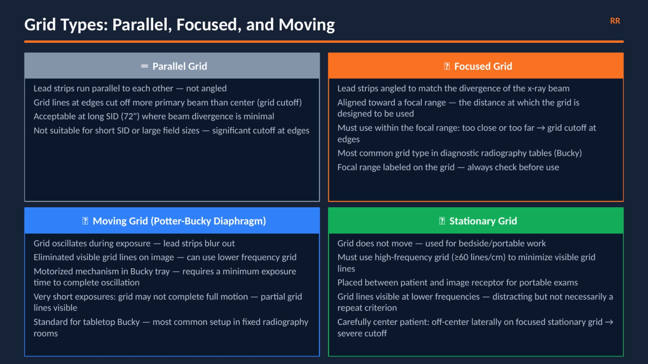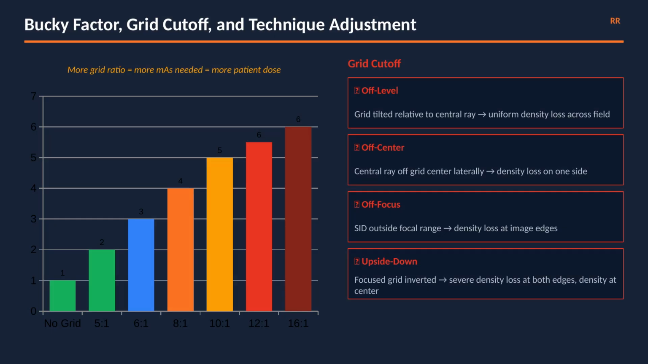Stationary grid, does not move. Used for portable and bedside radiography where there is no Bucky mechanism. The bar chart on this slide shows the Bucky factor, the mAs multiplier, for each grid ratio from no grid through 16:1. The bars rise from left to right: 1, 2, 3, 4, 5, 5.5, 6. Every step up in grid ratio requires more mAs, and therefore more patient dose. Choose the lowest grid ratio that adequately cleans up scatter for the clinical situation.